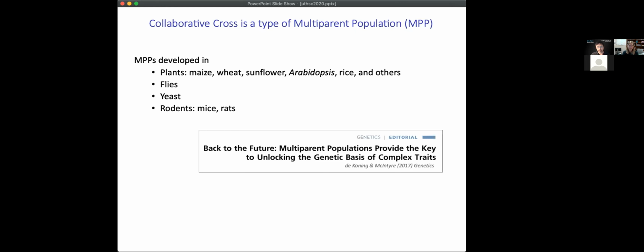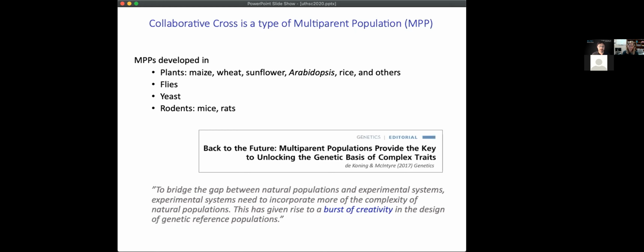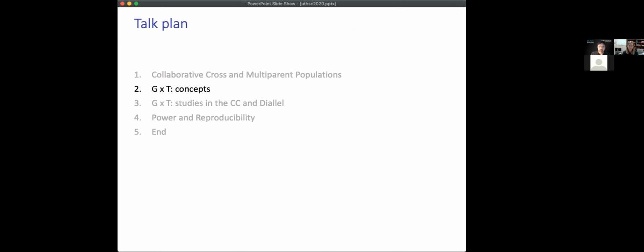It's quite an exciting time for model organism genetics and complex traits, because there are all these new types of crosses, new types of experiments that you can do, and new types of derived crosses that you can make. Okay, so that's the collaborative cross and multi-parent populations. I'm now going to go through some G by T concepts.